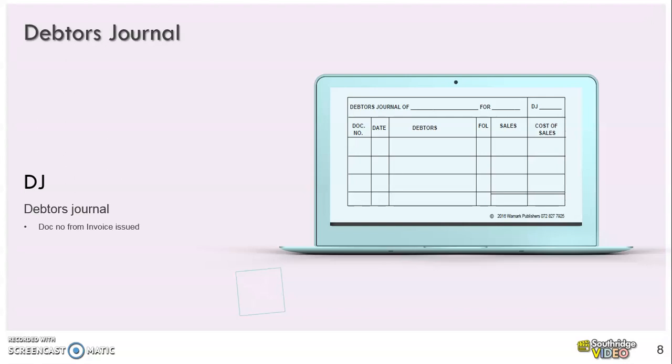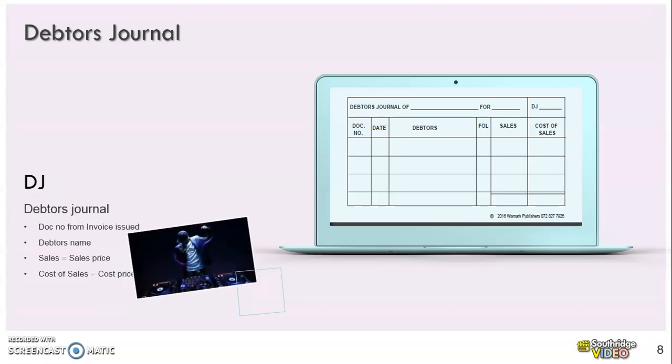On the left, you'll start with your invoice number. You'll have the date, then whatever the debtor or the customer's name is, and then they have a number in the folio. And then there's only 2 columns. Sales will have the selling price of the total for the items, and then cost of sales will have the cost price for the total price of those items that the person bought.